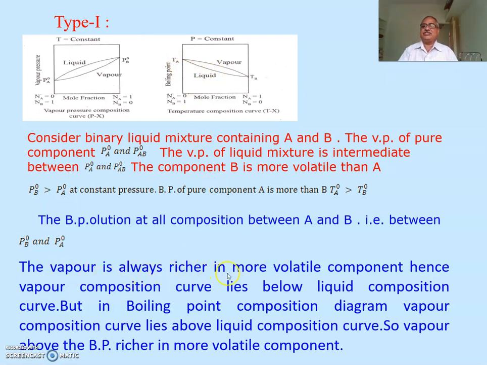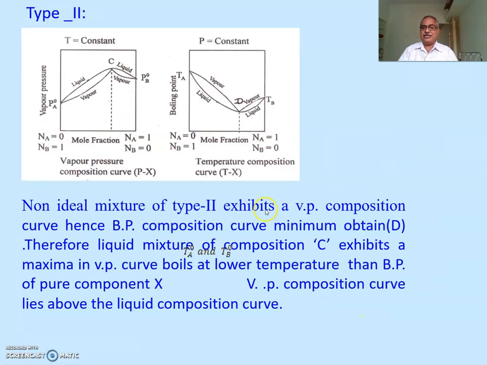The vapor is always richer in the more volatile component, hence the vapor composition curve lies below the liquid composition curve in the vapor pressure composition diagram. But in the boiling point composition diagram, the vapor composition curve lies above the liquid composition curve. So the vapor above the boiling liquid is richer in the more volatile component in type first.